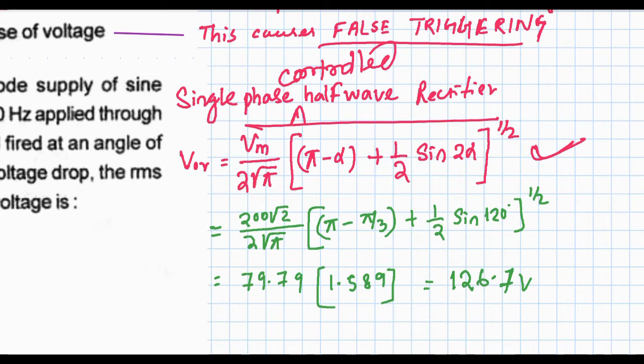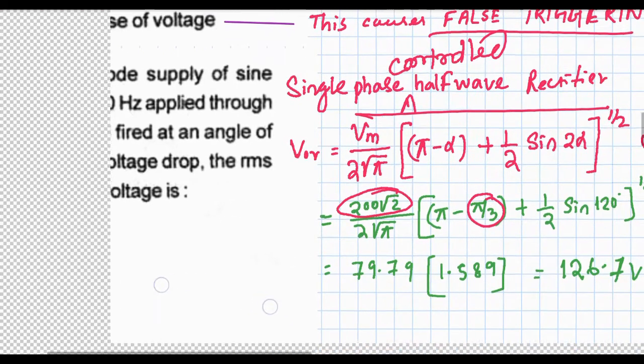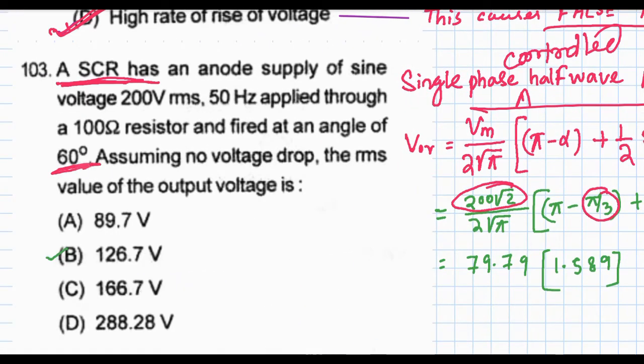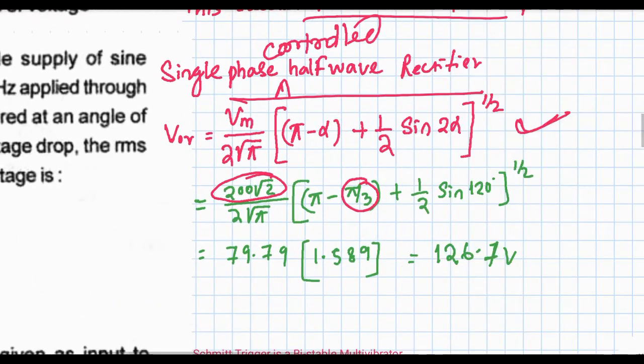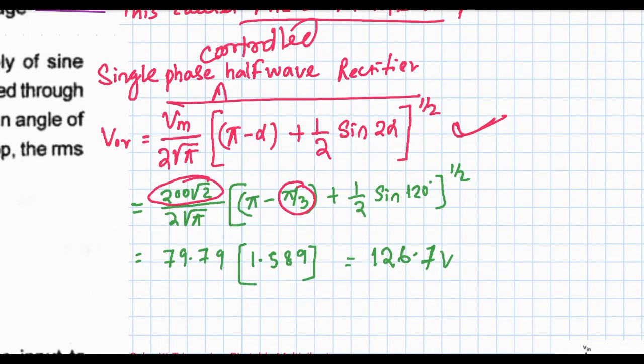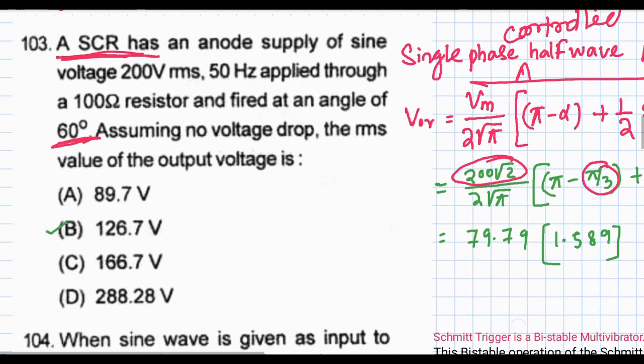If we apply this direct formula, Vm is equal to 200 into root 2, where 200 is the given RMS value. So this will be 200 into root 2 by 2 root pi, times the square root of pi minus pi by 3, where pi by 3 is the 60 degree given here, plus half into sine 120 degree. 120 degree means 2 into 60 degree. So it will be around 126.7 volt. So output will be 126.7 volt, the output RMS value.